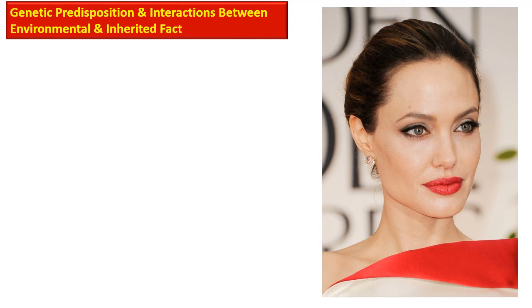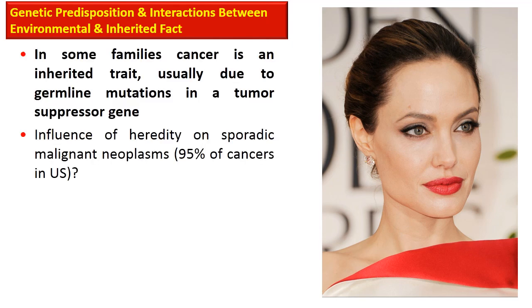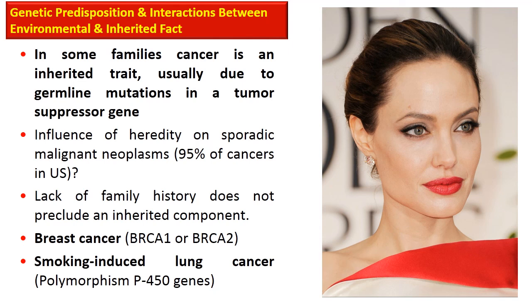Another risk factor for the development of tumor is genetic predisposition. In some families, cancer is an inherited trait, usually due to germline mutation in a tumor suppressor gene. The influence of heredity on sporadic malignant neoplasm, which constitute about 95% of the tumors in the United States. It is considered that not only genetic mutation, but environmental factors and the presence of a precursor lesion or chronic condition also play a role in the development of the tumor. However, lack of family history does not preclude an inherited component.